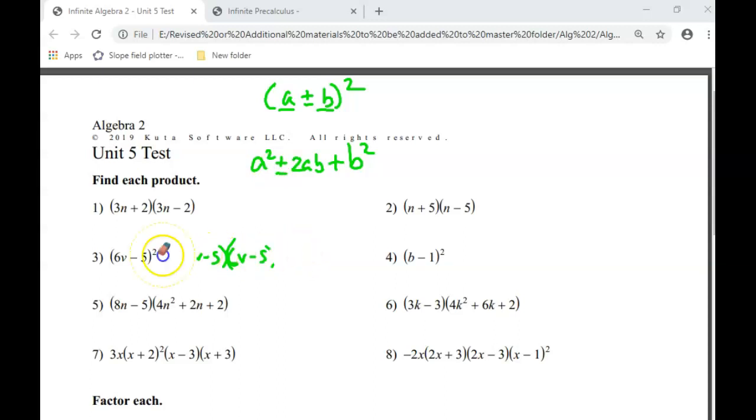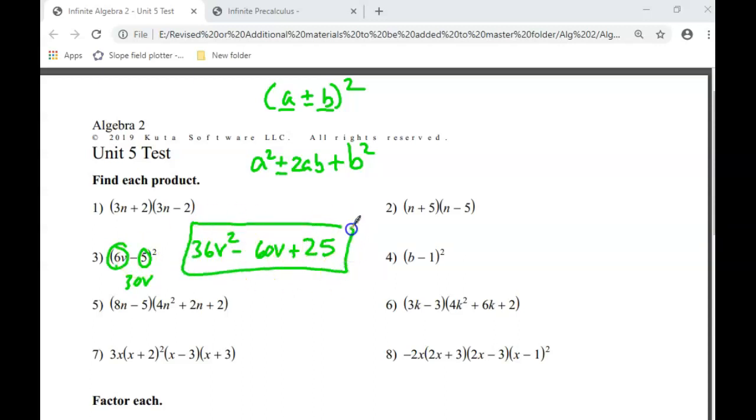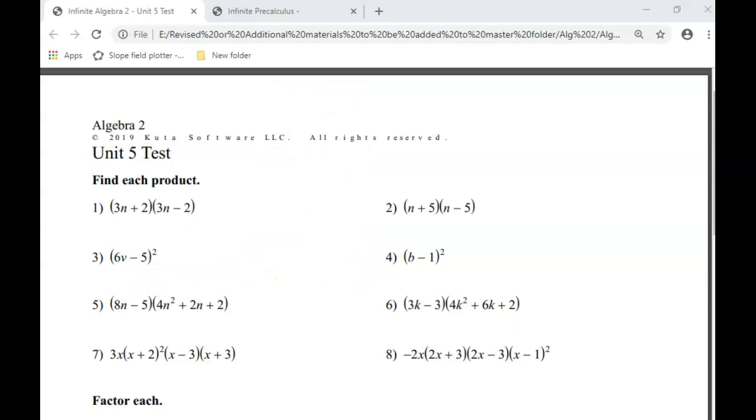So if I apply that shortcut to this problem, if I square the first term, I get 36v squared. If I square the last term, I get 25. If I multiply 6v and 5, I get 30v, and then I double it, I get 60v. The last sign is plus. The first sign will be whatever this sign is, which in this case is minus. Okay. That's it for the shortcuts, unfortunately.